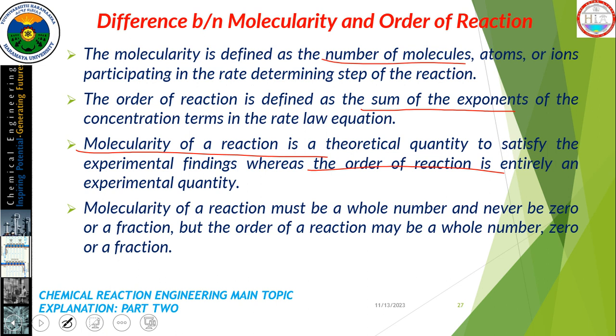Molecularity of a reaction must be a whole number and it will never be zero or a fraction. But the order of the reaction can be a whole number, zero, or a fraction. It is possible.